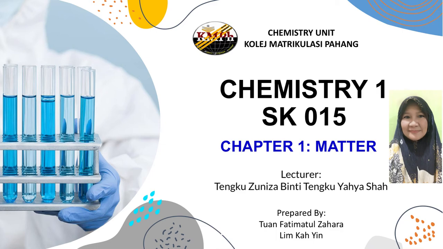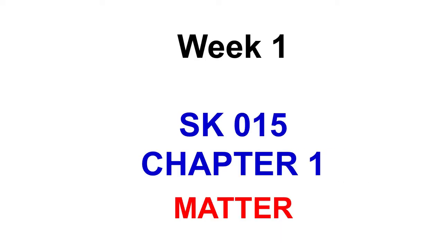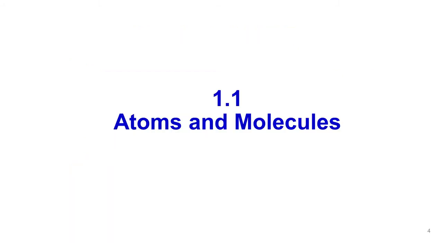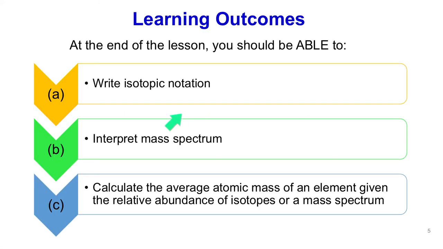Chapter 1 Matter. For the first week of lecture, we are going to cover subtopic 1.1 and maybe half of 1.2. In this chapter, there are 3 subtopics. For the first subtopic, atoms and molecules, we are going to learn how to write isotopic notation, interpret mass spectrum, and calculate the average atomic mass of an element.